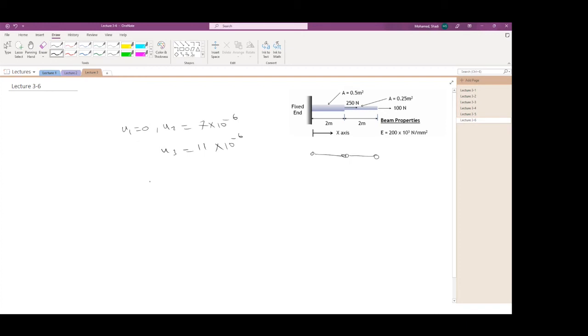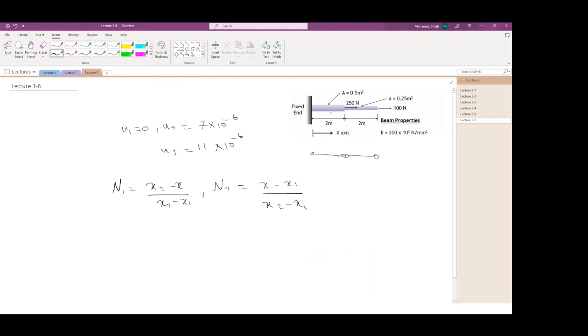Okay, Mohammed also has the answers. I'm just going to write the shape function expressions. N1 is x2 minus x divided by x2 minus x1. N2 is x minus x1 divided by x2 minus x1.